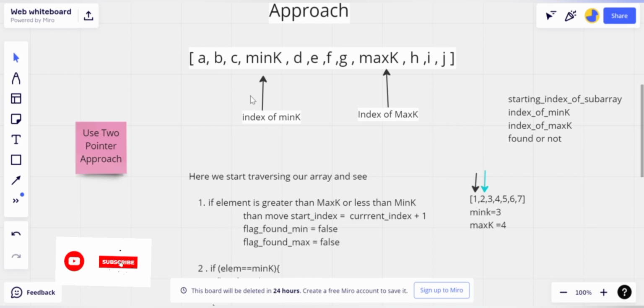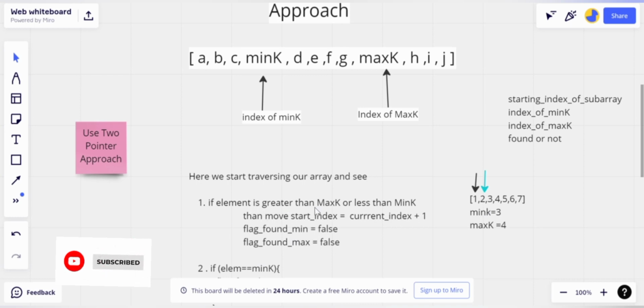If you find any element which is less than min k or greater than max k, then it is of no use. For example, if min k is 3 and max k is 4, and you find 1, then you cannot make a subarray including this, because if you do, then the minimum will be 1. Similarly, if you see this 2, you move your starting index forward, and this is also of no use. So move your index to this 3, and you can see this 3 is equal to min k, so you can start from here. So this is that case.